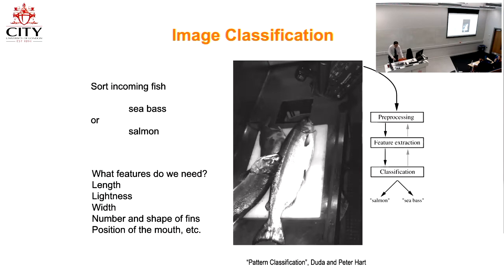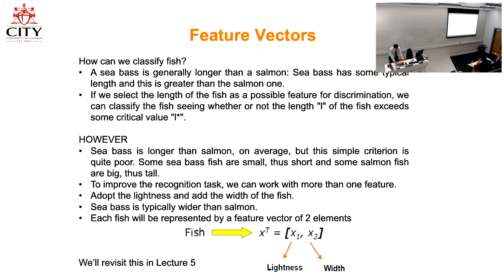Let's see how we can create a feature vector. So what features are there? Let's say I have these images. It could be the length of the fish, the lightness, the width, number and shape of fins, position of the mouth. I could look at several different sources that can help me differentiate between these two sorts of fish and understand them. Let's say the size of the fish. Usually sea bass is longer than a salmon, but is this enough? If I see a fish that is 500 pixels in my image and another one which is 200 pixels, is it enough to say this is probably a salmon or sea bass? No, maybe it was a small sea bass or a big salmon.